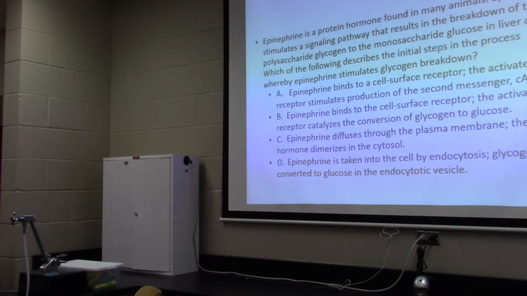So what do you guys think? A looks good, right? Remember, epinephrine is a hormone. It's a protein-based hormone, so it binds to an extracellular receptor on the surface. It activates that adenylyl cyclase enzyme, which then will start to make cAMP, which will then activate what? What does cAMP turn on? Why do we need cAMP? Its job is to turn on the phosphorylation cascade, the signal transduction pathway. So A looks good.